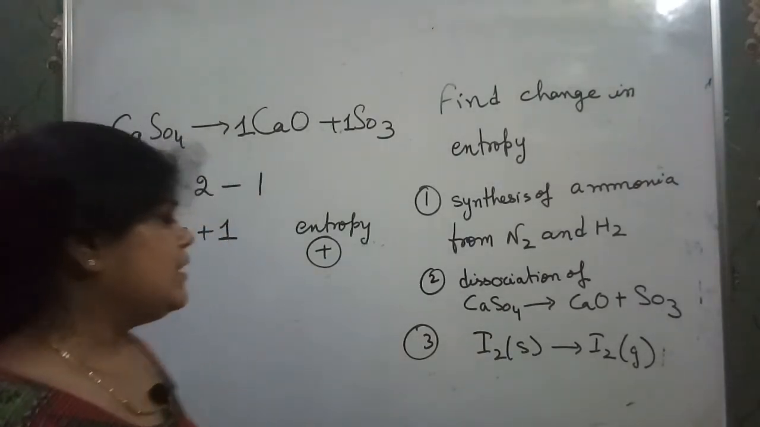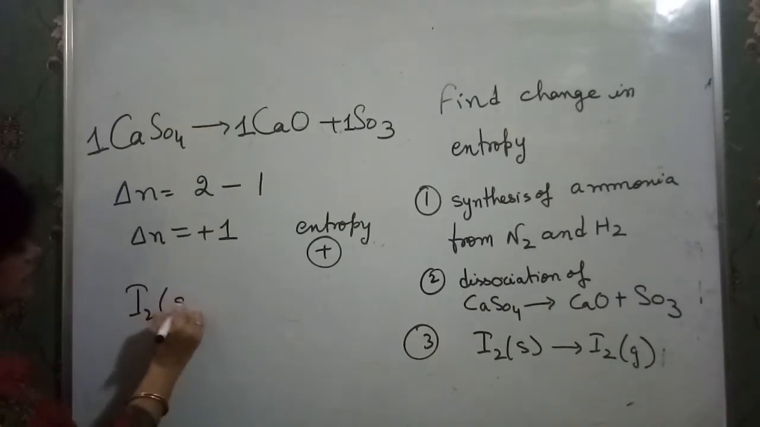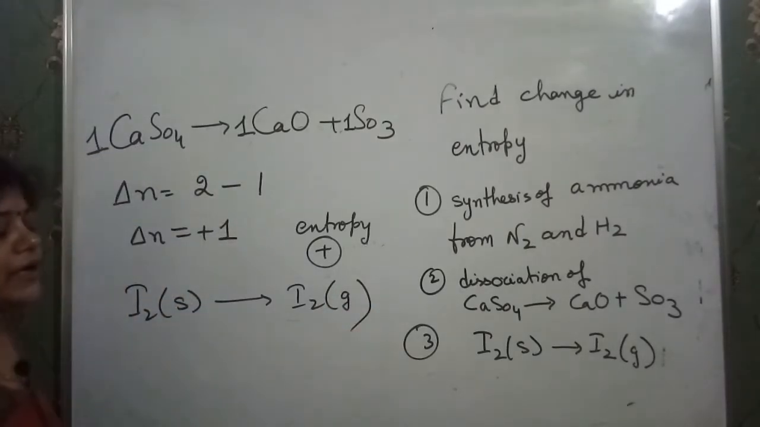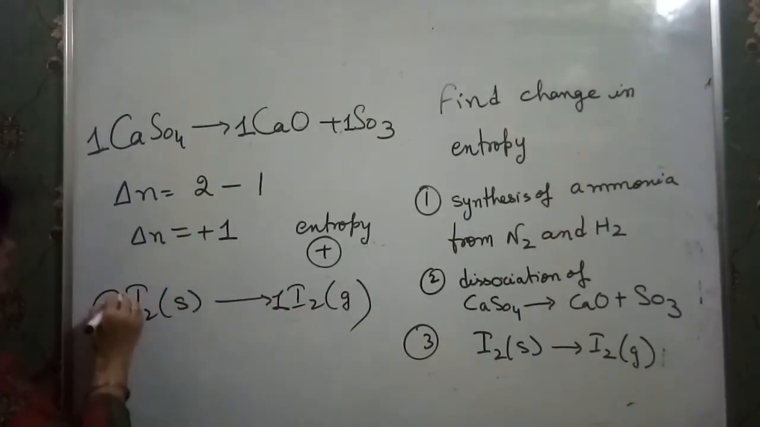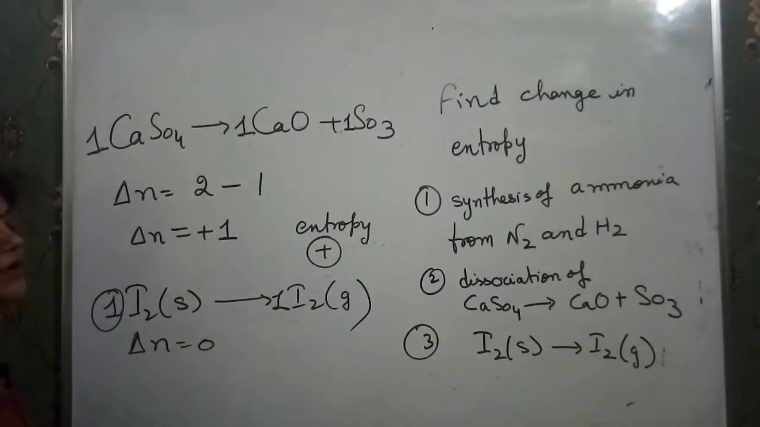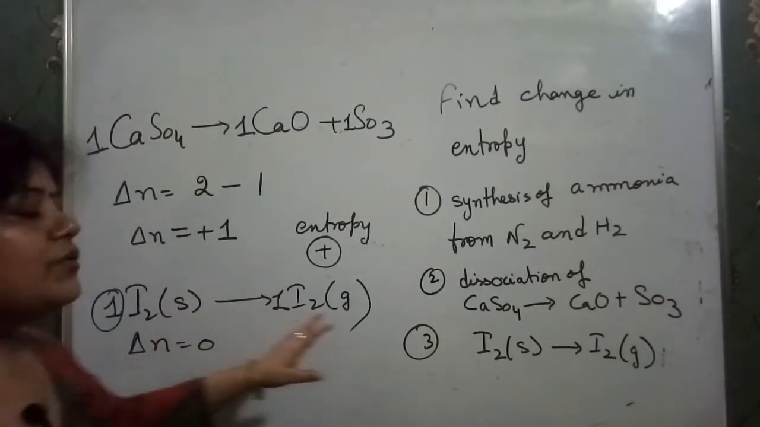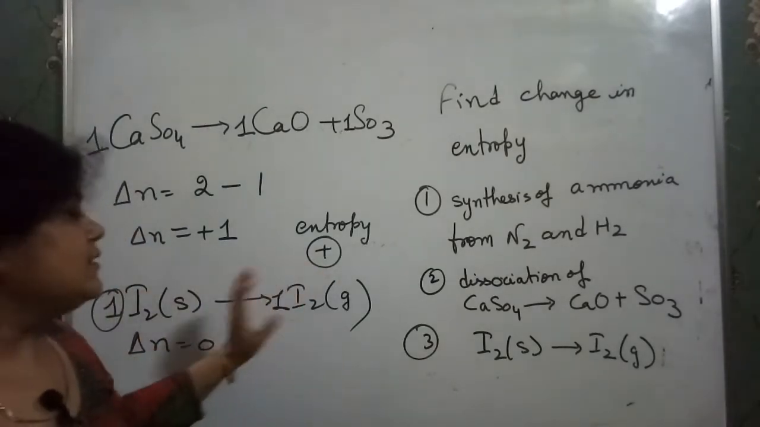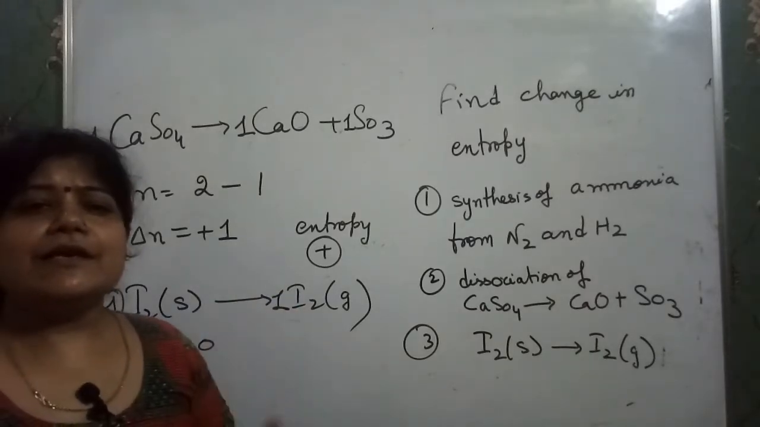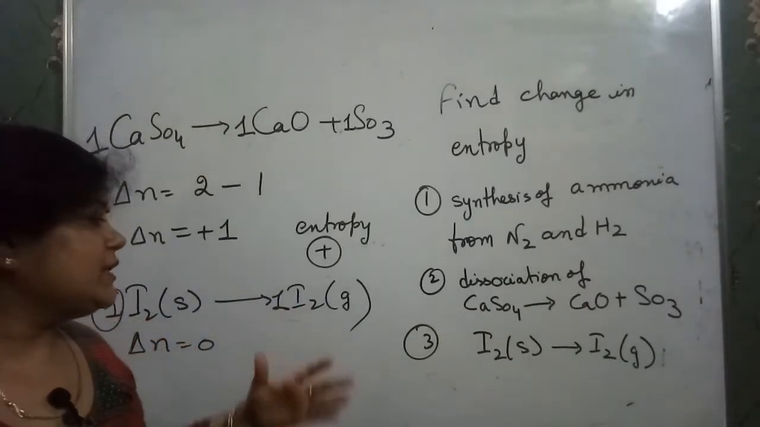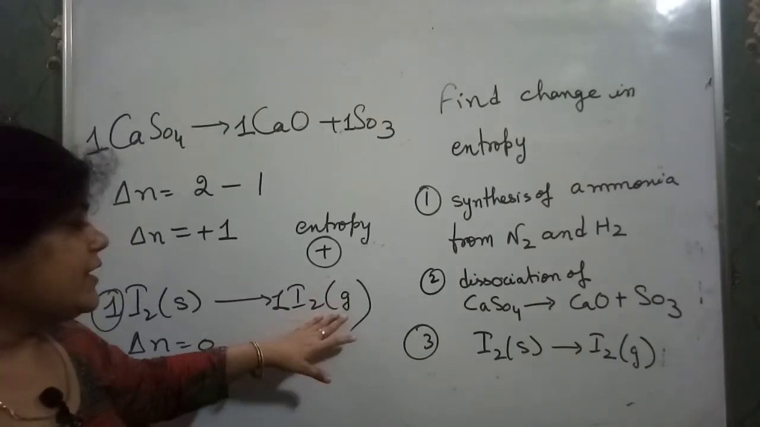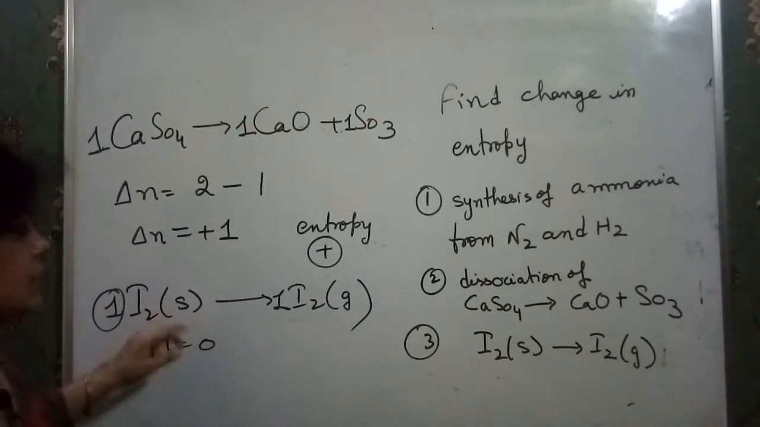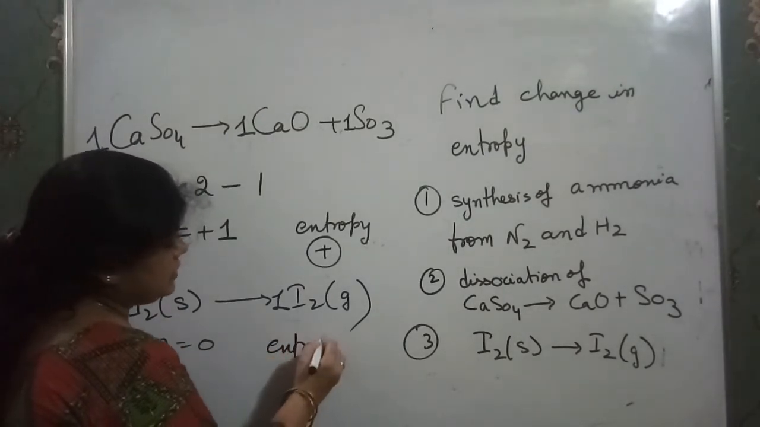Now the third case, iodine in the solid state changes into iodine in the vapor state, gaseous state or vapor state. Here the number of moles are the same, so delta N is equal to 0. But when there is a change in state, that is solid to gas, the same element goes from solid to gas, and in gas we have the maximum possibilities for the degree of randomness. That is, the degree of randomness in case of gas is more than the degree of randomness in case of solids. So in this case entropy is also positive.